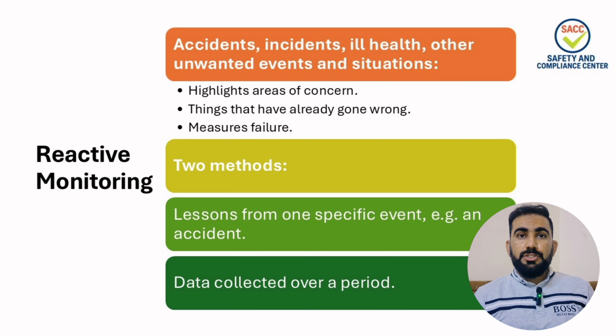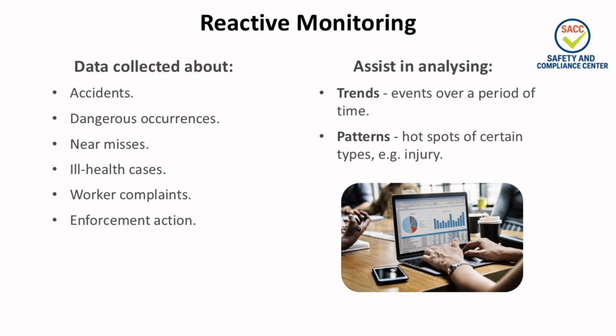Reactive monitoring looks at the accidents, incidents, ill health, and other unwanted events that have already happened at the workplace. It helps to highlight the areas where things have gone wrong or where safety measures have failed. There are two main ways to do this: learning lessons from specific events, like an accident, or analyzing data collected over a longer period to identify patterns and problems at the workplace.